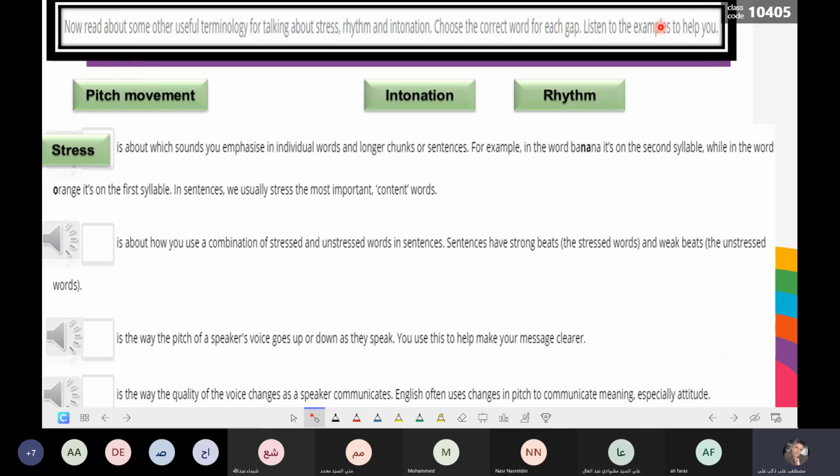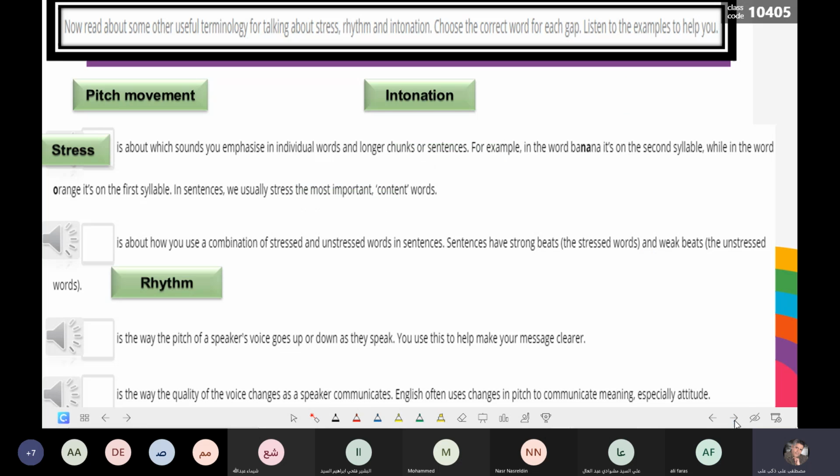I think it's intonation. Intonation. Why do you think this is intonation? Can you read the definition? Intonation is about how you use a combination of stressed and unstressed words in sentences. Sentences have strong beats, the stressed words, and weak beats, the unstressed words.